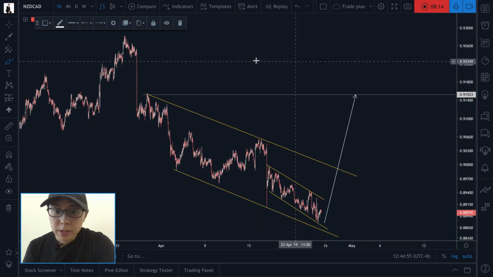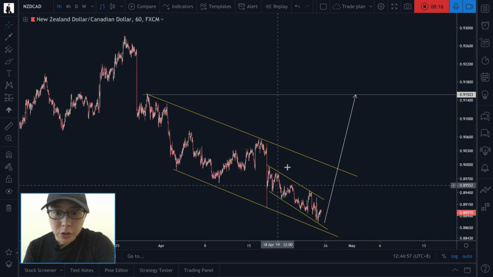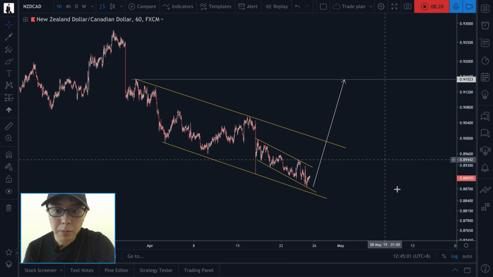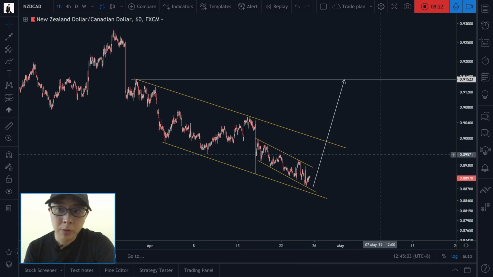New Zealand Canadian. If you look at this structure, you can see it's actually very, very similar to the Pound Aussie that we talked about before, that move to the upside. So what I want to highlight is patterns tend to repeat themselves in the market. What you need to do is identify what the pattern is doing, and then you'll be able to anticipate two steps, three steps before it really happens.